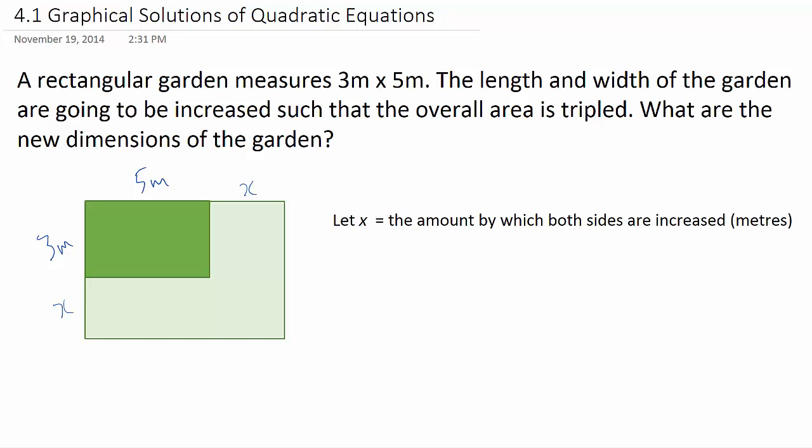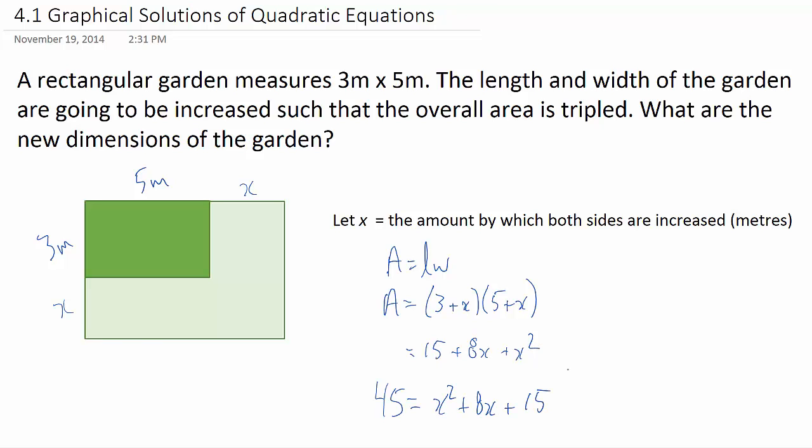Now originally the area here was 3 by 5 or 15 square meters, but we're going to be tripling that area, which gives us the following. Since we know that the area is increasing up to a value of 45, we can take this equation and set it equal to 45. What am I looking for in this? Well, I'm looking for the values of x such that x squared plus 8x plus 15 is equal to 45 square meters.